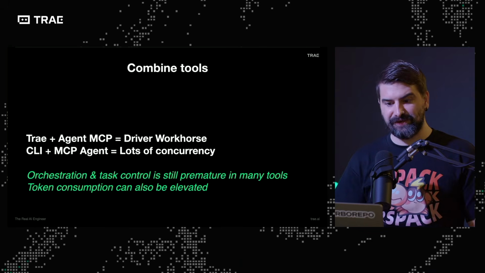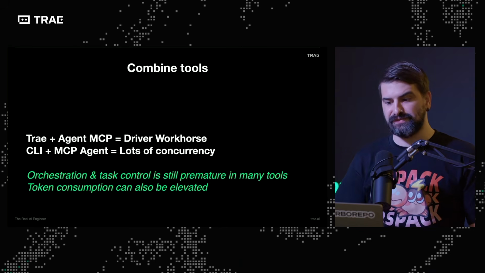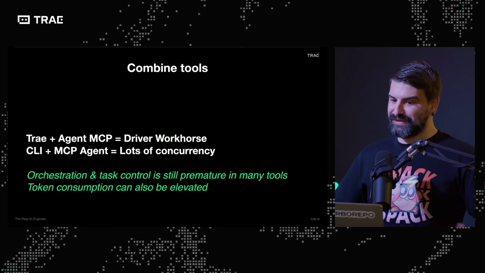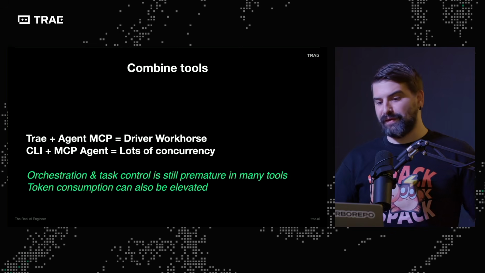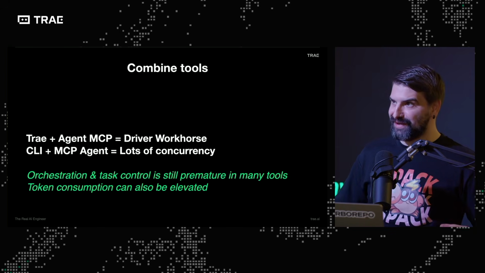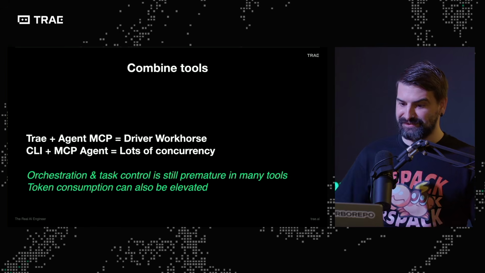The other one is CLI with MCP agents as well, which can give you a lot of concurrency, but it is tricky to tame this. So you do want to watch what they're doing and how many nested levels you allow them to create. A big thing is task control, and the maturity of this area is not great yet.